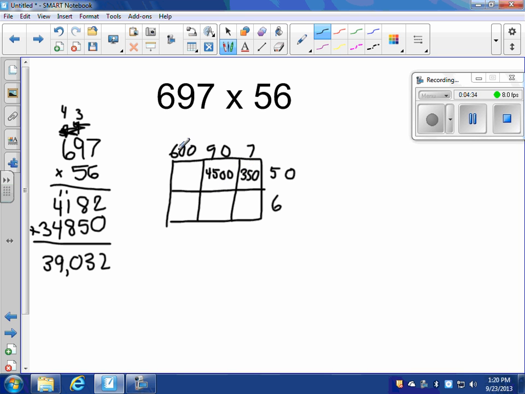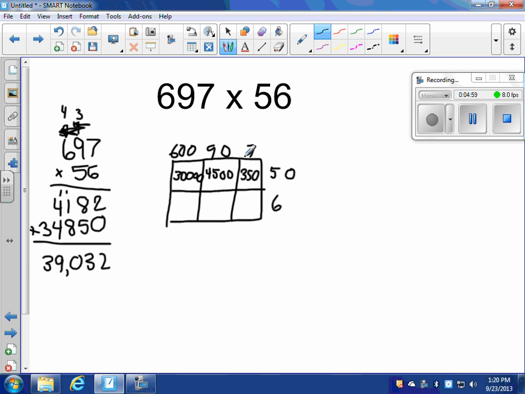And then I'm going to multiply 600 by 50. So I'm going to multiply 6 times 5 to get 30. And then I have 1, 2, 3 zeros. So I'm going to add 1, 2, 3 zeros. I'm going to squeeze them in there to get 30,000. Now I'll do this row.